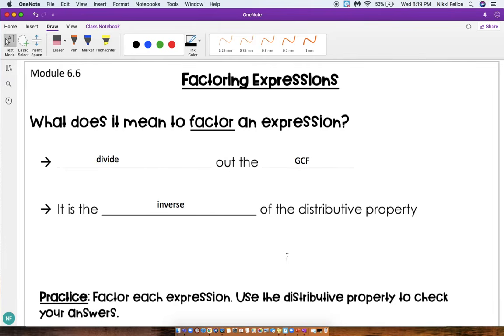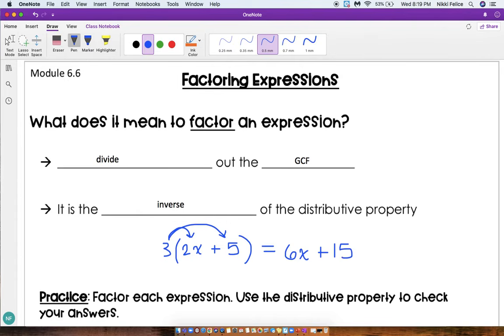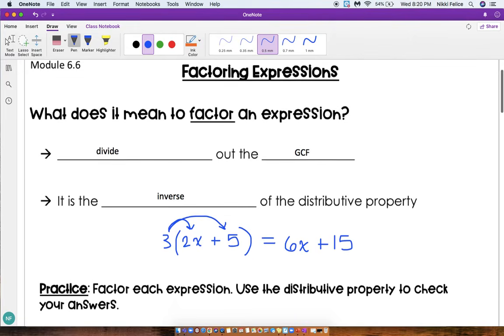So recall that when we do the distributive property, like in this example here, we multiply 3 into the 2x and into the 5 to get 6x plus 15. Now, if I were going to factor, you would start with the expression 6x plus 15 and have to figure out how to get this expression here, 3 times the quantity 2x plus 5. So let's talk about how to do that.